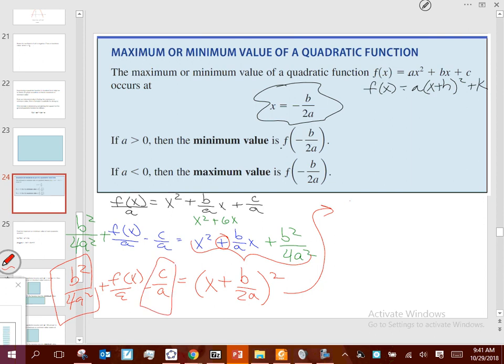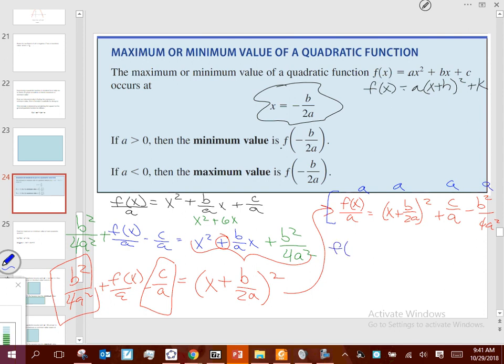So we'll have f of x over a is equal to x plus b over 2a squared, plus c over a minus b squared over 4a squared, right? Does that make sense? Now I'm trying to solve for f of x, so what do I need to do now? How do I get f of x all by itself? Multiply by a. Multiply every single term by a.